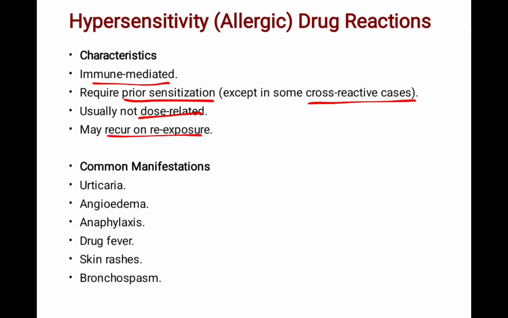It may recur on re-exposure to the drug. Common manifestations: we have urticaria, we have angioedema, anaphylaxis, drug fever, skin rashes, bronchospasm.